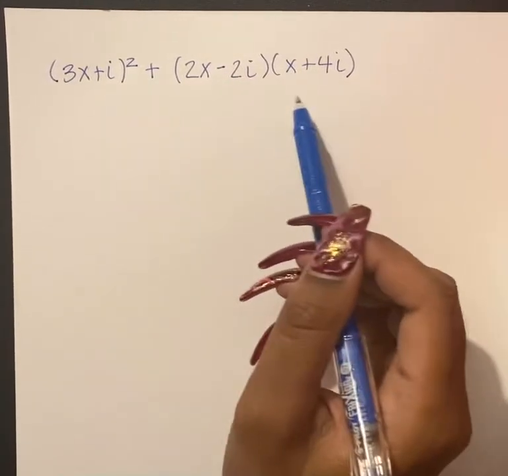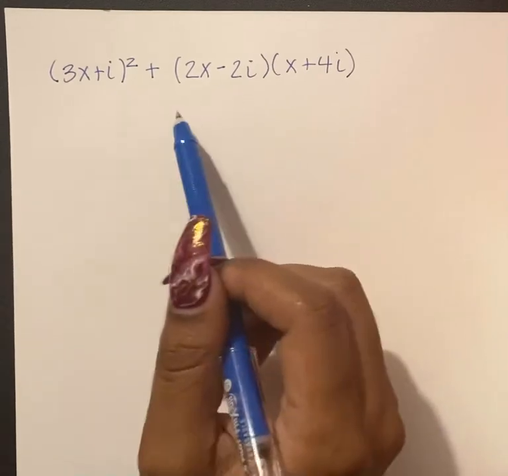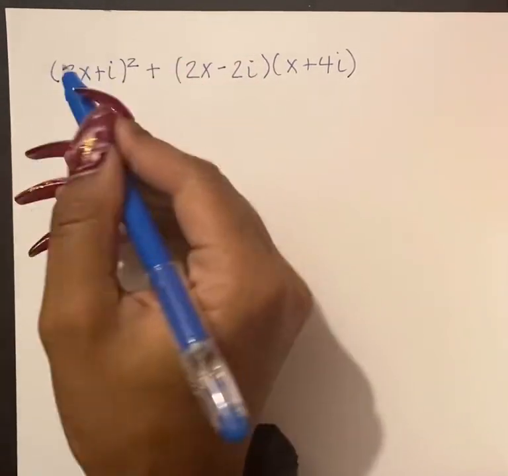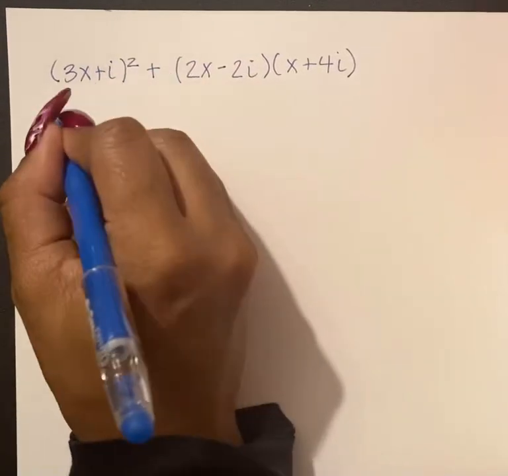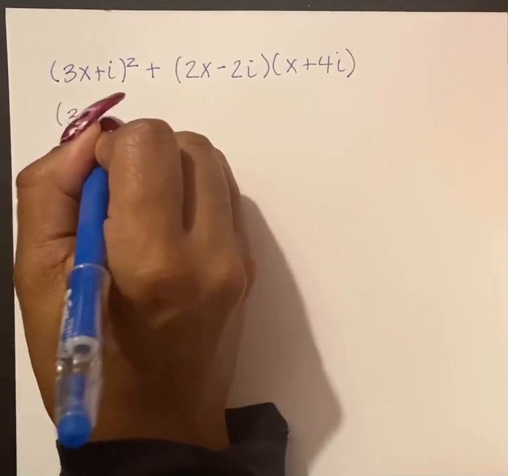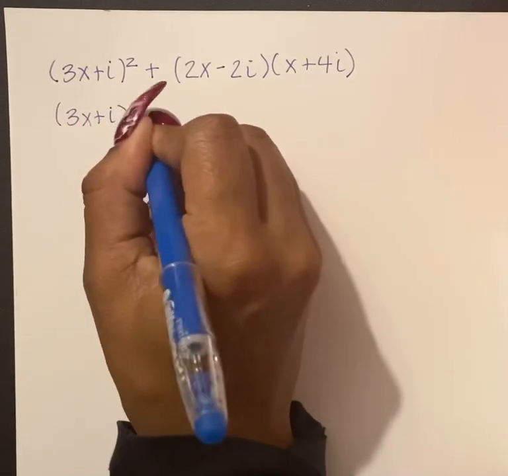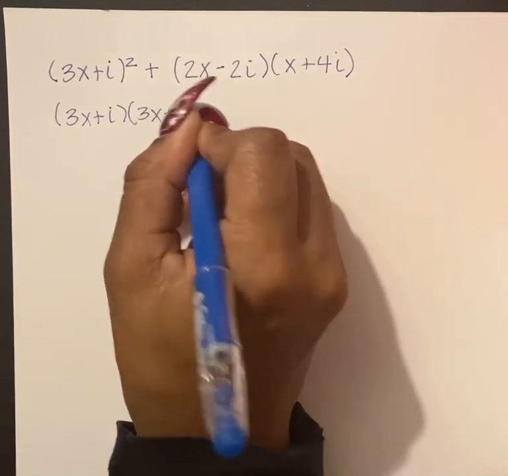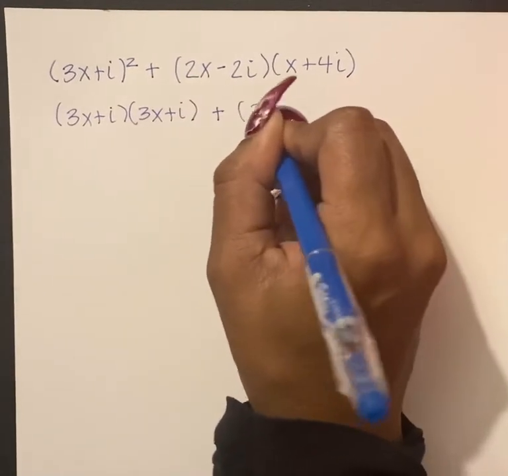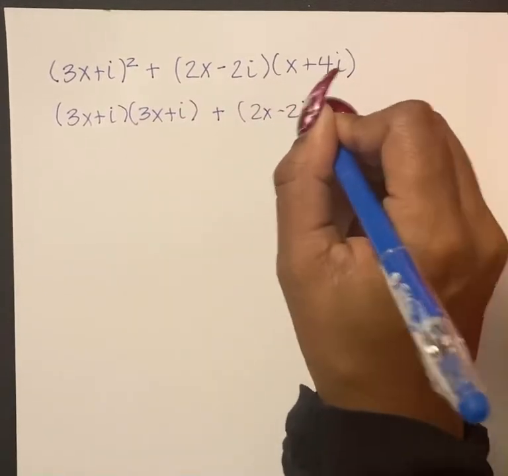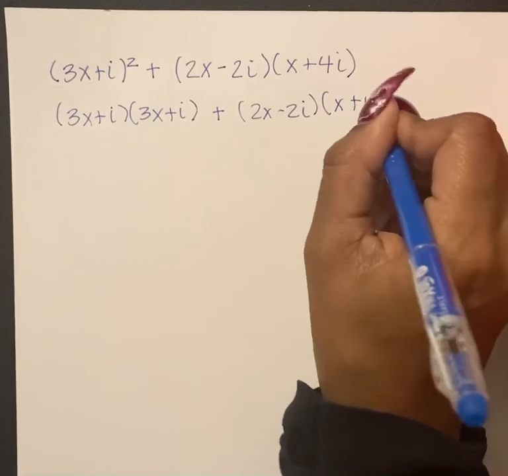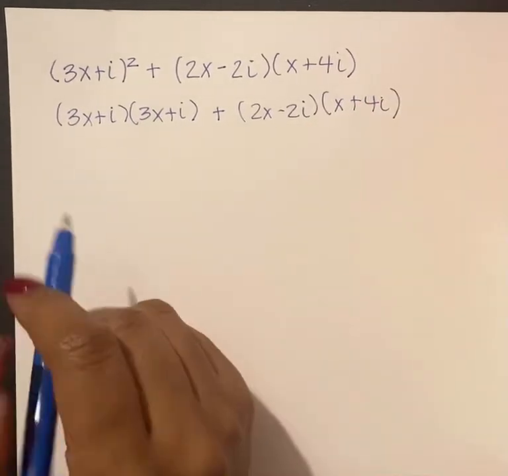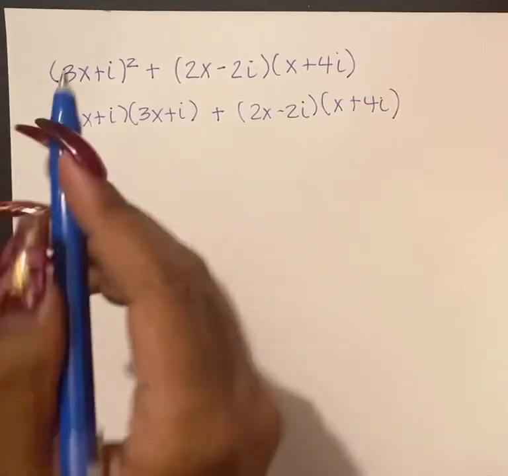I have a set of parentheses, so we know we're going to have to get rid of those parentheses and that exponent. When you're squaring something, it's really just multiplying it by itself. So I'm just going to rewrite it out, and I'm going to bring everything else down. And then we're going to distribute to get rid of both sets of parentheses.